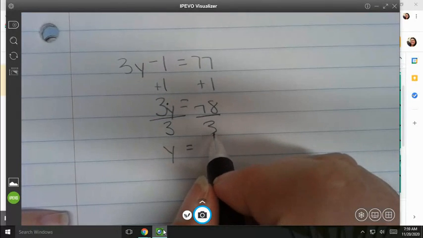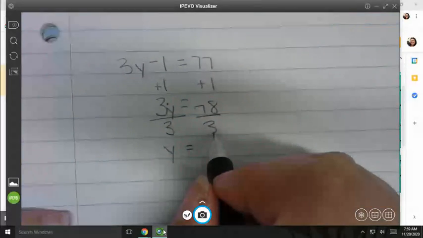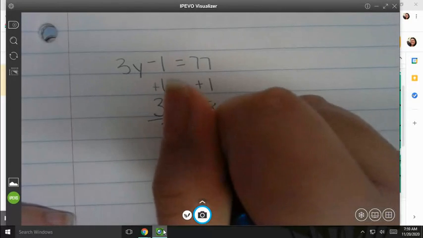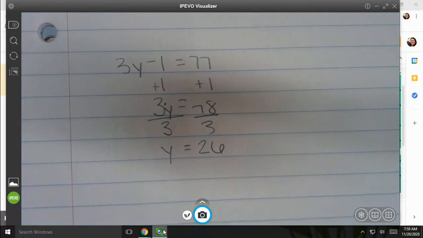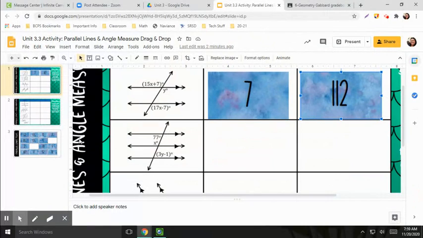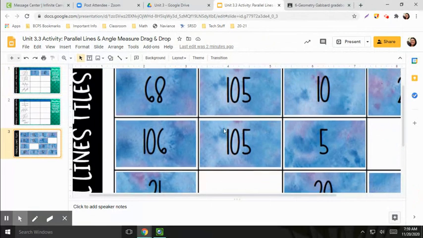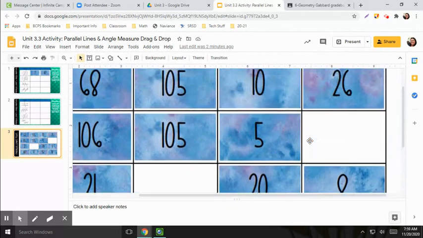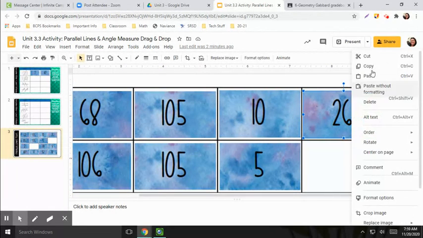And 78 divided by 3 is, using our handy dandy calculator, 26. So y is going to equal 26. So let's go over here and let's hope that we have a 26 tile. So we know we did something right. Oh, there it is.